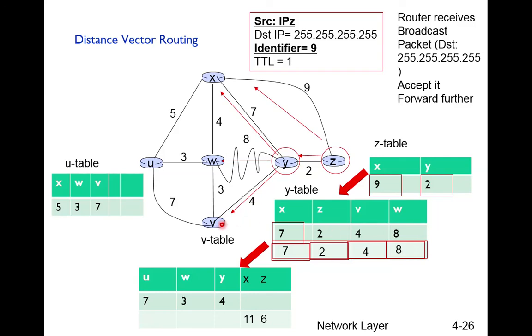So if the V node wants to move to W through Y using this information, then V to Y is 4, and from Y to W is 8. So it becomes 12, and the already present information is 3. The already present information is less than the information received from Y, so the new information will not be considered. It is useless. The already present information is less, so it will be maintained.